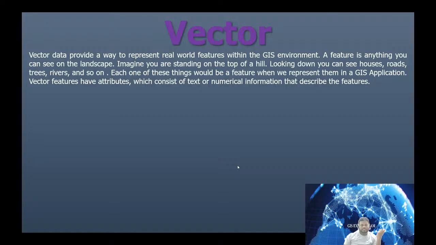Imagine you are standing on the top of a hill. Looking down, you can see houses, roads, trees, rivers, and so on. Each one of these things would be a feature when you represent them in a GIS application. Vector features have attributes which consist of text or numerical information that describe the features.